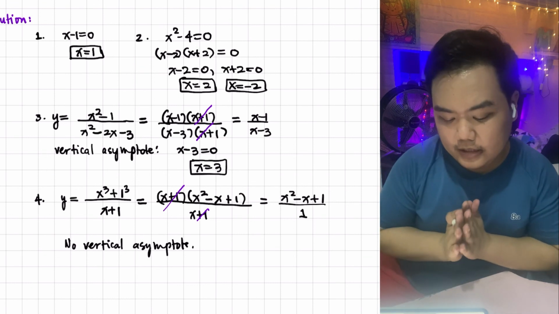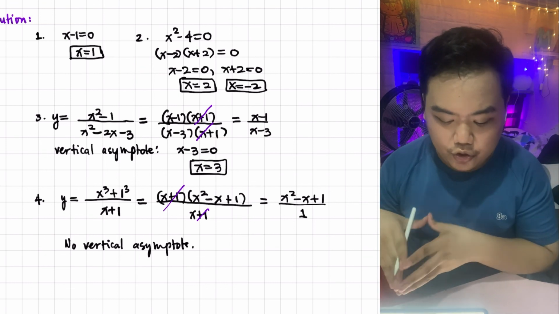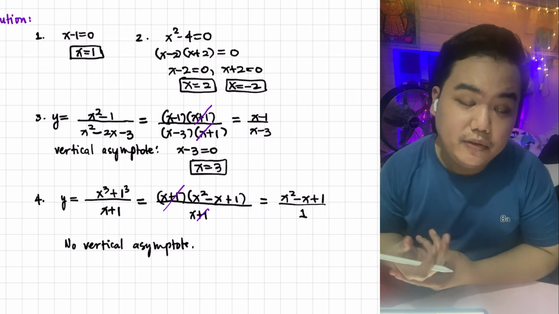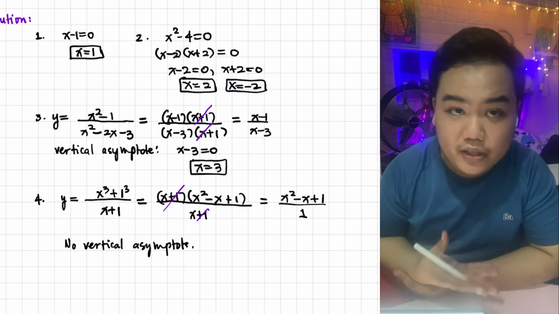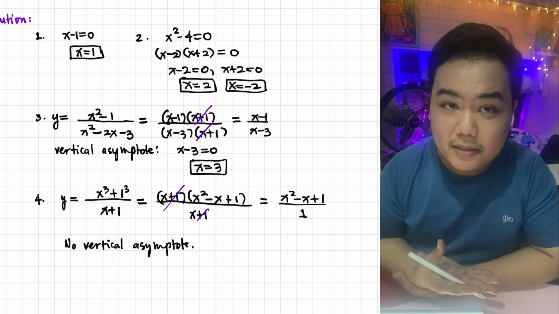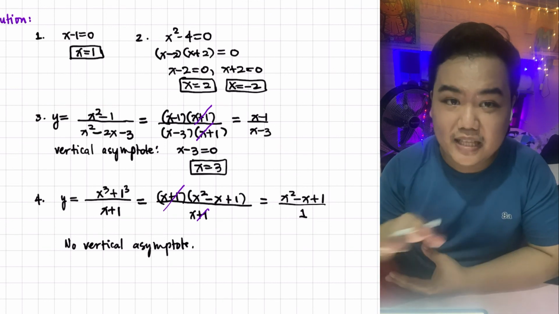And there, so this is the first part of our discussion on how to sketch the graph of rational functions. Sa next video naman natin, pag-uusapan naman natin how to get the horizontal asymptote.